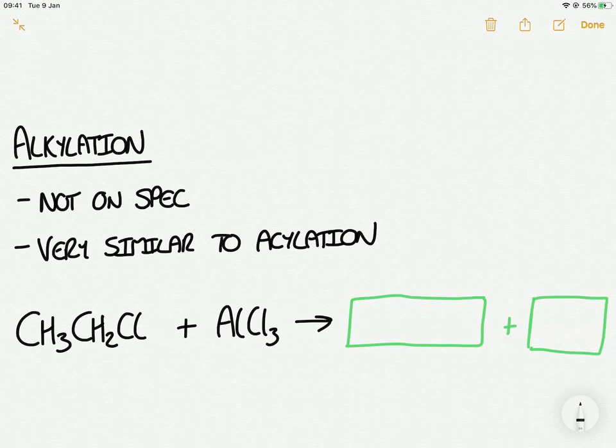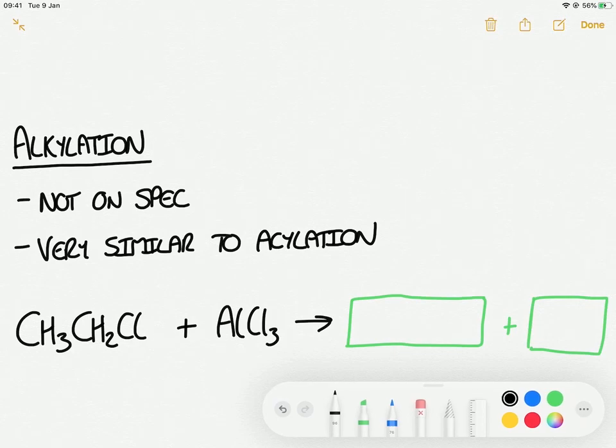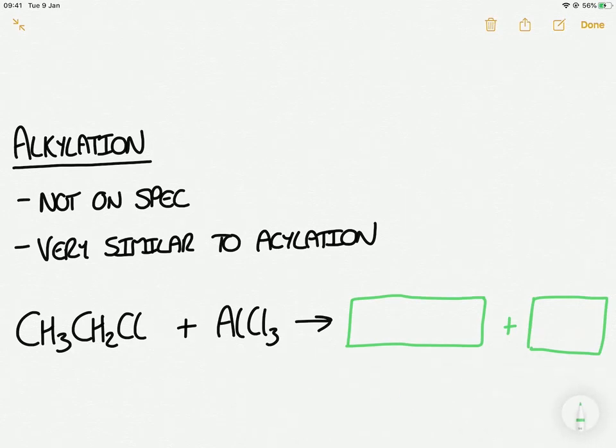All right. This is something that is not on spec, which is Friedel-Crafts alkylation, not acylation. But stuff not being on spec does not stop the AQA from asking questions about it, usually justified by them giving you a bit of additional scaffolding. So alkylation occurs in a very similar way to acylation.